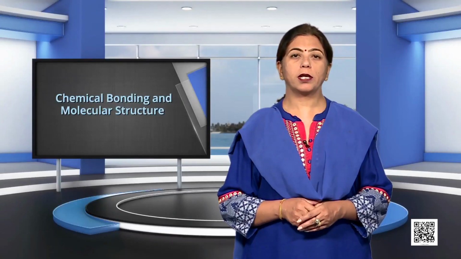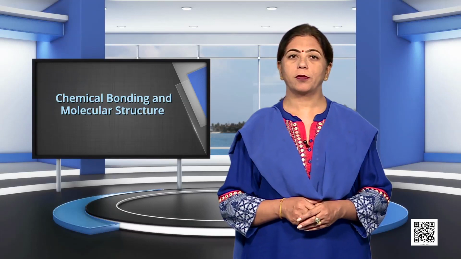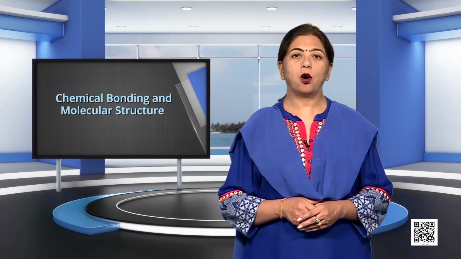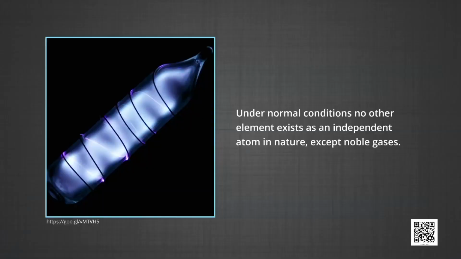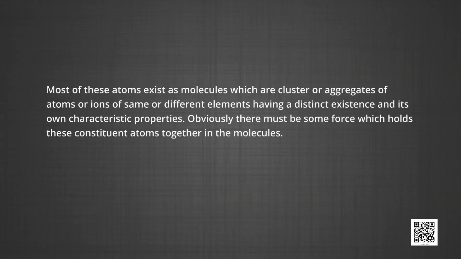Now, chemical bonding and molecular structure. Matter is made up of one or different types of elements. Under normal conditions, no other element exists as an independent atom in nature, except noble gases. Most of these atoms exist as molecules, which are clusters or aggregates of atoms or ions of the same or different elements having a distinct existence and its own characteristic properties. Obviously, there must be some force which holds these constituent atoms together in the molecules.